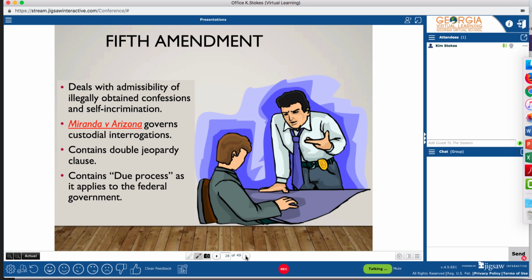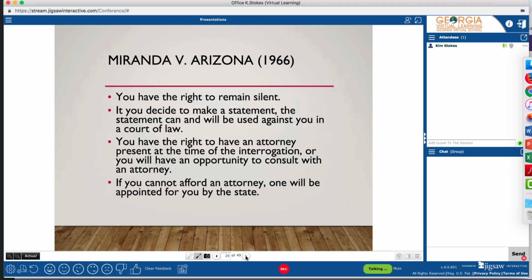Miranda v. Arizona governs custodial interrogations. The Fifth Amendment also contains the Double Jeopardy Clause, and contains the due process as it applies to the federal government. Miranda v. Arizona, 1966, says that you have the right to remain silent. If you decide to make a statement, the statement can and will be used against you in a court of law. You have the right to an attorney present at the time of the interrogation, or you will have an opportunity to consult with an attorney. If you cannot afford an attorney, one will be appointed for you by the state.